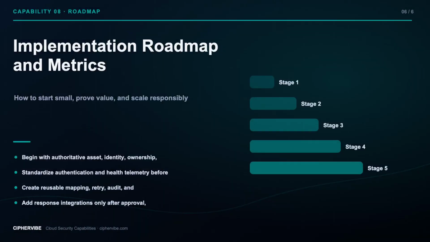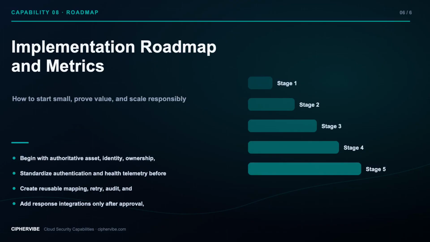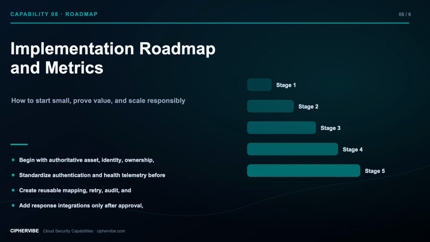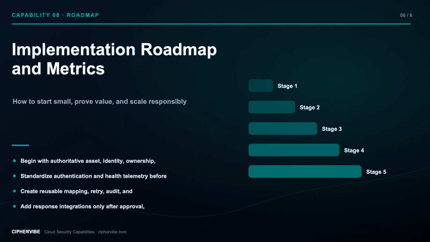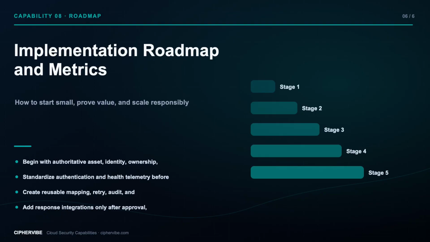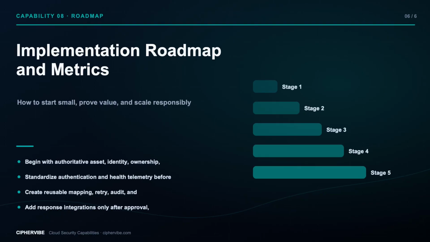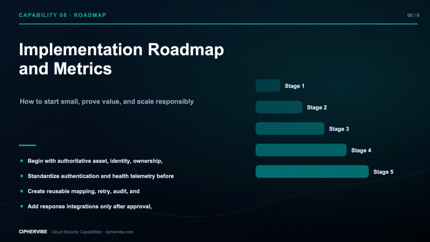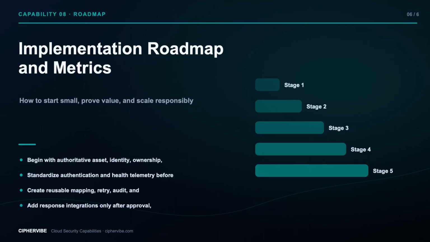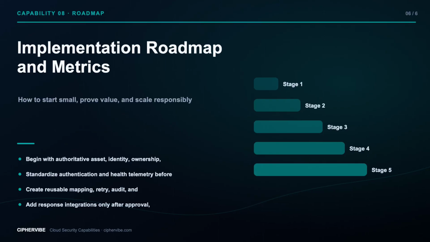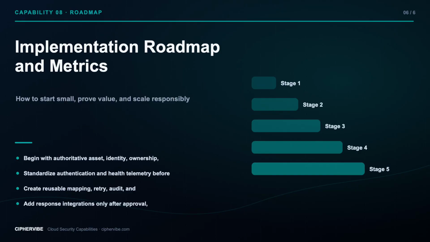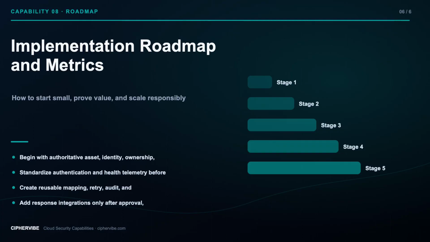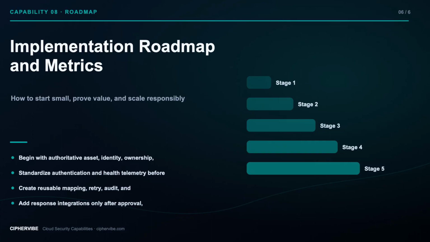A practical implementation roadmap for integrations and ecosystem should build trust before scale. First, begin with authoritative asset, identity, ownership, and ticketing systems. Second, standardize authentication and health telemetry before adding a large connector catalog. Third, create reusable mapping, retry, audit, and secret management components. Fourth, add response integrations only after approval, rollback, and verification are defined. Fifth, review business value and retire integrations that create maintenance cost without improving decisions.